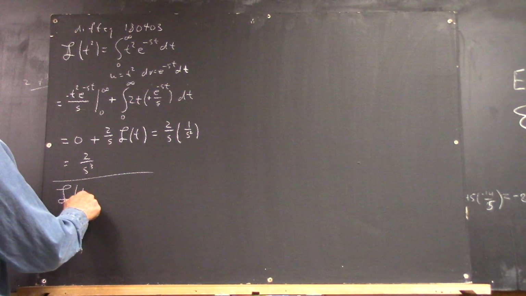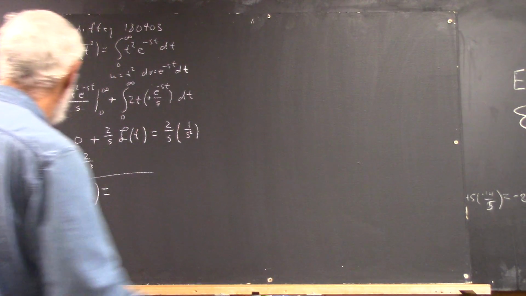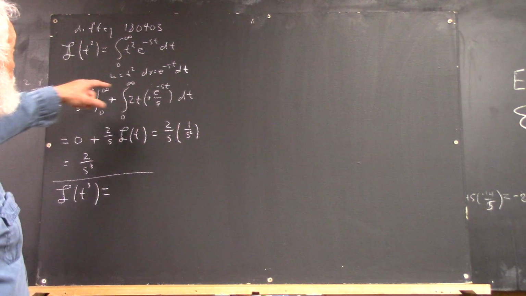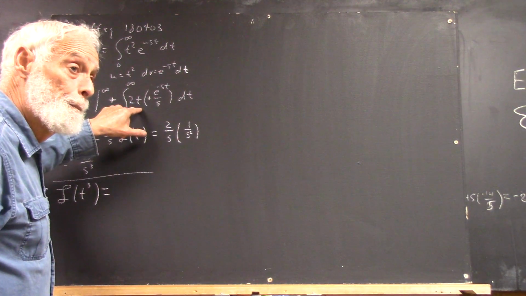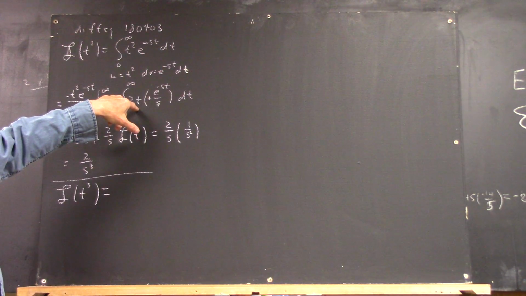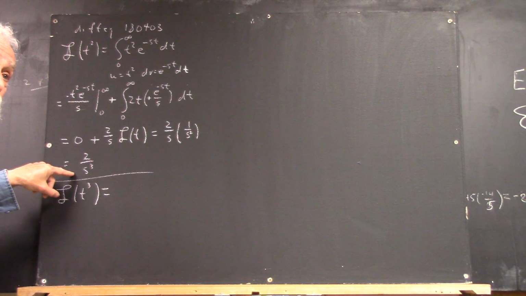So let's follow the pattern and see if you can get the Laplace transform of t cubed. You only have to do one integration by parts. And you see that if you let u equal t cubed, your integral is going to be a multiple of t squared, right? At least this term of the integral is going to be a constant multiple of t squared. You've already got the Laplace transform for t squared.